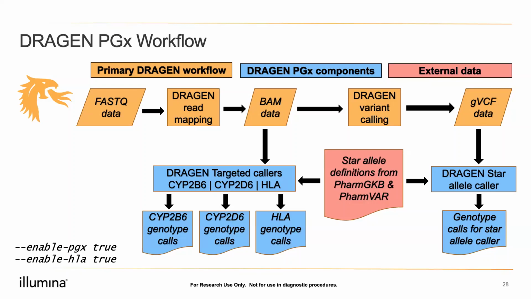And then on the variant calling side, we can perform variant calling and generate GVCF data that then gets fed into the DRAGEN star allele caller, which outputs the genotype calls by taking in the star allele definitions from PharmGKB and PharmVar. This entire workflow can be enabled with these two flags, enable PGx true and enable HLA true. In the future, we're going to work toward having everything enabled with just a single flag and have a unified output for all of the different callers.